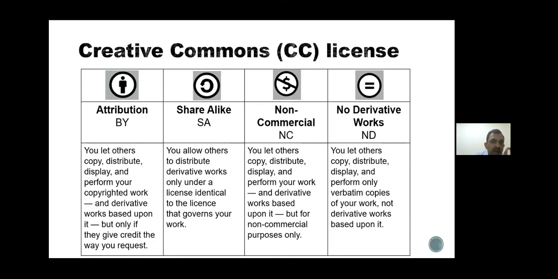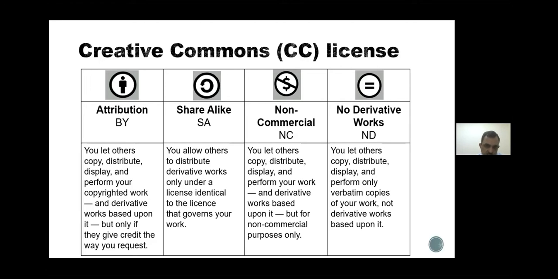If the symbol BY is attached, it means that the content creator has given you the permission to copy the material, to distribute it, to display it, to perform it, and to derive from it. Many freedoms have been given.